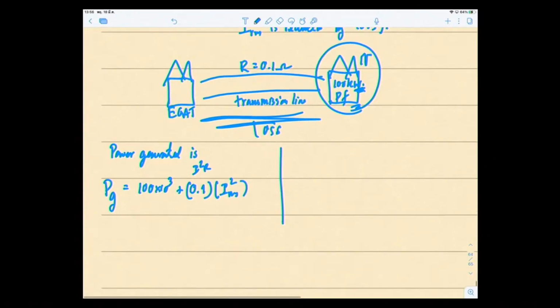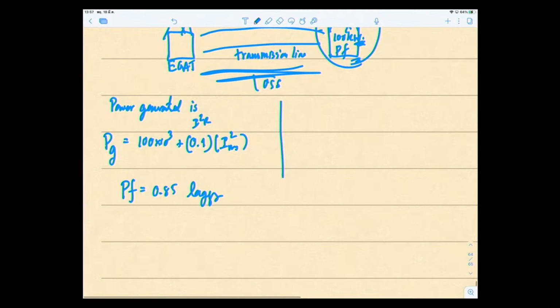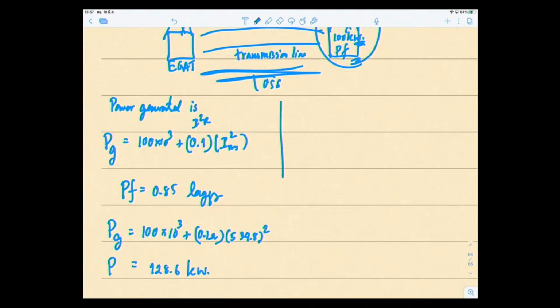So the first case, when PF is equal to 0.85 lagging, the power company has to generate 100 times 10 to the 3 plus 0.1 ohms times the current squared. The current for PF 0.85 was 534.8 squared, and so therefore it has to generate 128.6 kW for the same 100 kW factory.